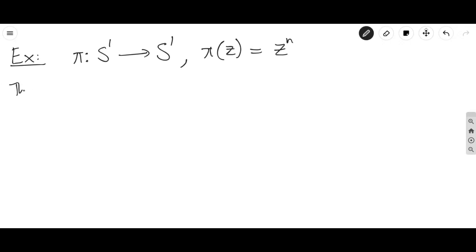So we claim this map is also a covering map. Let's check why that's the case. Here n is an integer. It cannot be 0, because if it's 0, then this is just a constant, and a constant mapping is not surjective. So it's a non-zero integer. It could be negative, but let's just assume it's a positive integer, and show that this is a covering map.